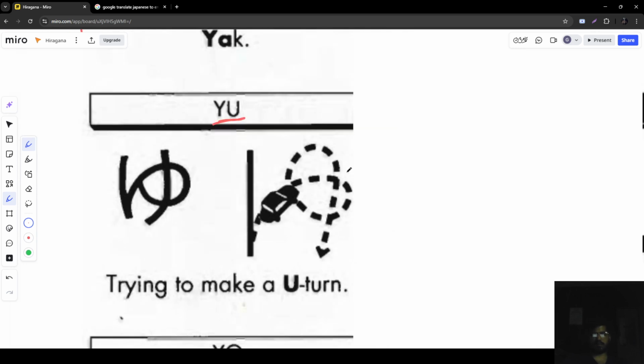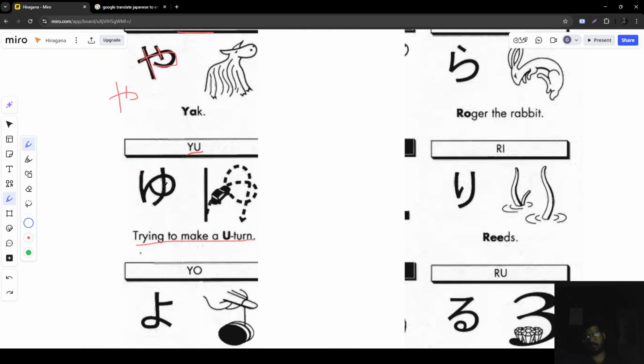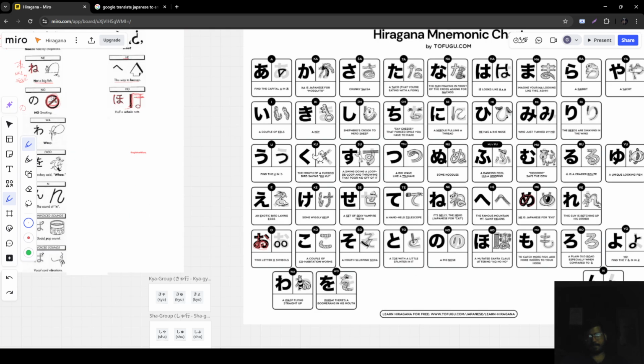How do we remember yu? We remember it as a U-turn, trying to make a U-turn. I agree that it's not very similar, but this looks like a road, right? This looks like a road, and you could remember it like a U-turn. Although it's not much similar, let's see what this one has.